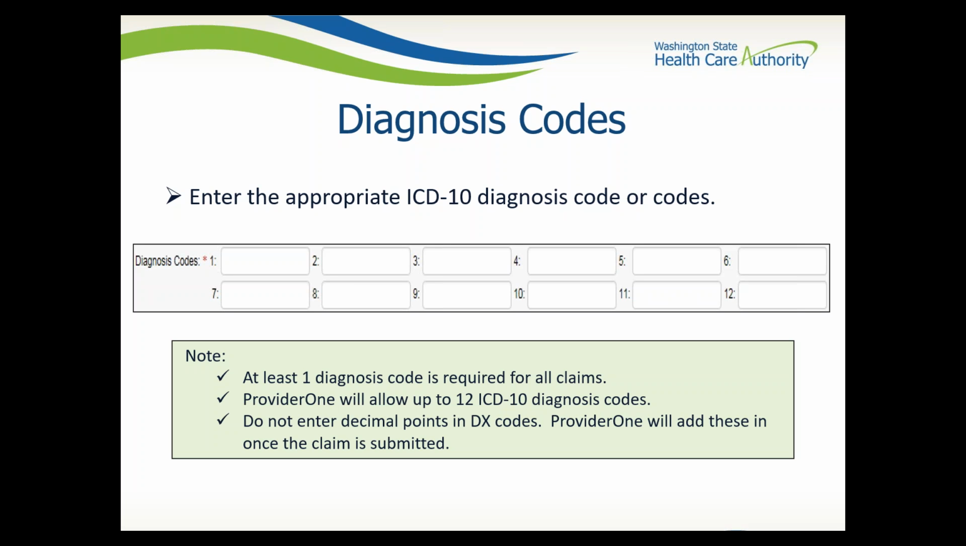Professional claims require at least one ICD-10 diagnosis code. With HIPAA implementation, you can enter up to 12 diagnosis codes if needed. Do not enter decimal points, as these are added automatically by ProviderOne after submission of the claim. If a decimal point is entered, you will receive an error from ProviderOne when you try to submit the claim.